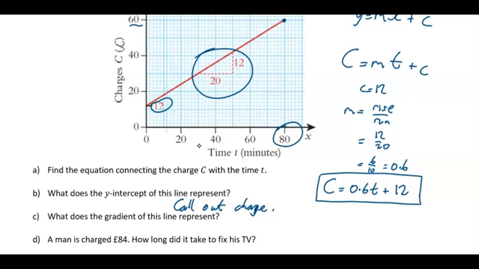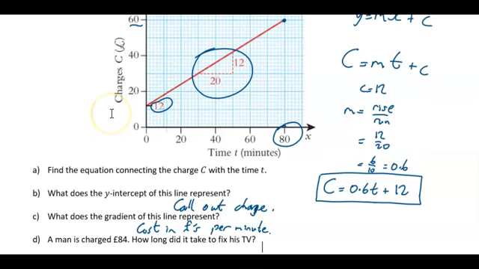If you check that in your calculator, they've been out for 80 minutes, so 0.6 times 80 minutes, and then plus 12, takes you to 60. So you can see that is right. So the gradient represents the 0.6, that represents the cost in pounds per minute.